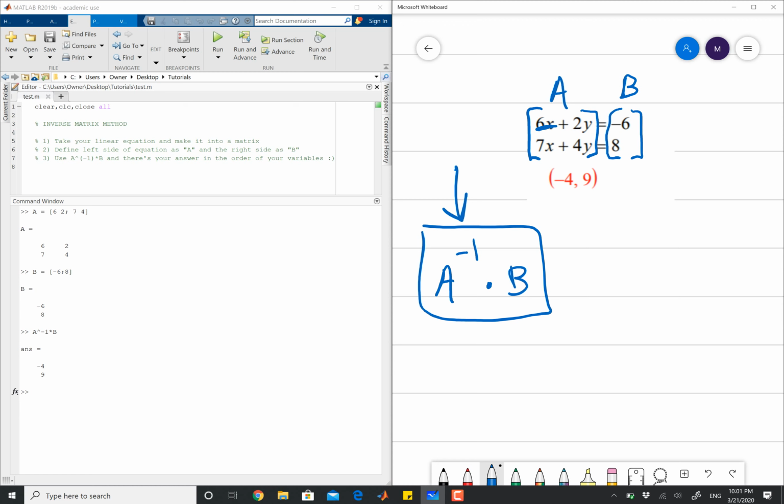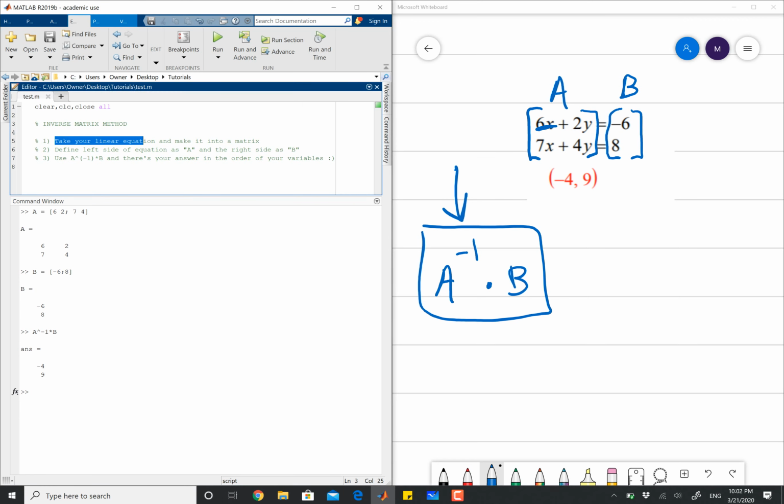I've got a little cheat sheet here for you. All you've got to do is take your linear equation and turn it into a matrix, which we did. Then define your left side of the equation as A. You could call it Z or whatever, it's not going to make a big difference. Your right side is B, which we did. Then use the inverse method, which takes the inverse of the matrix with your variables in it and multiplies it by your second matrix without any variables in it. And there is your answer, and your x and y are going to be in the order of your variables. So if x came first, the first one is going to be your x, and the second one is going to be your y. I'm out of breath.